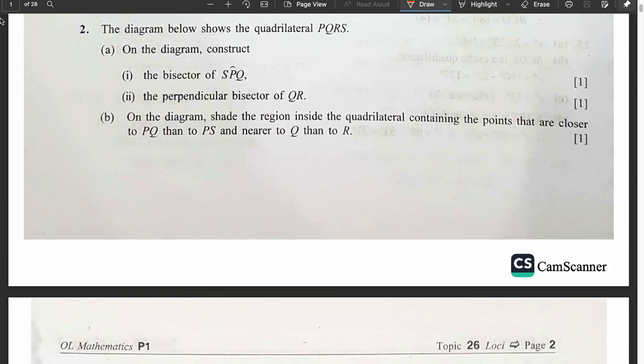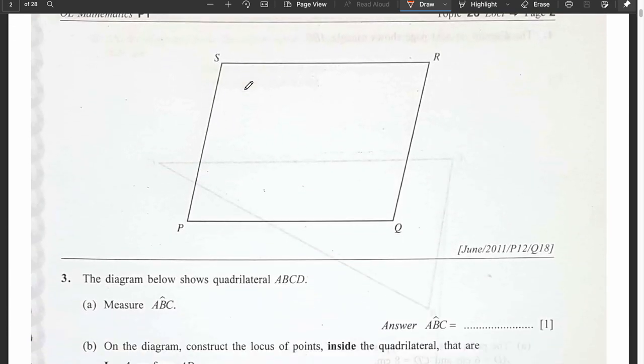Question number 2. The diagram below shows a quadrilateral PQRS. On the diagram, construct the bisector of SPQ. Here it is not left to us to judge. It is clearly stated that we need to draw the angle bisector of SPQ, and this is it.